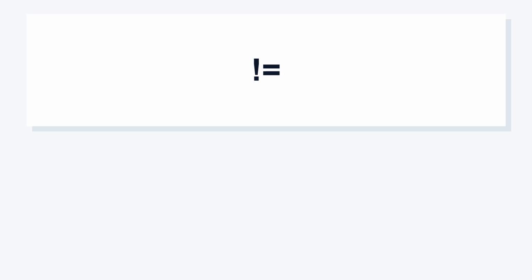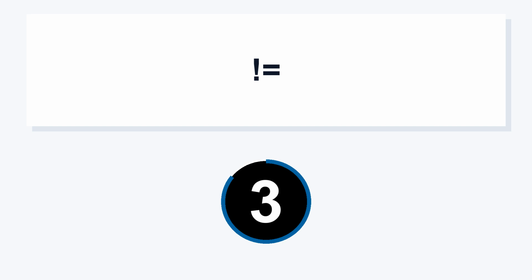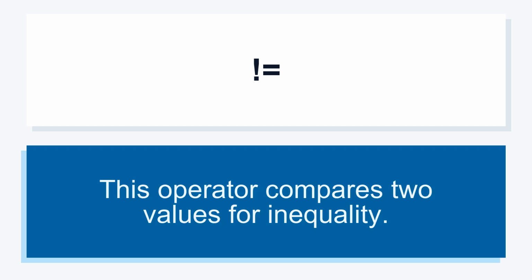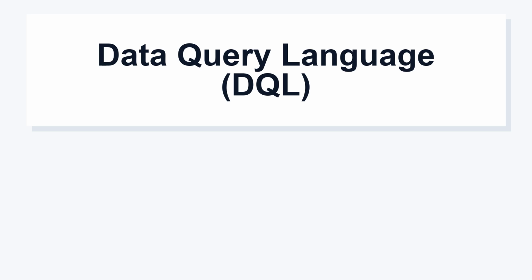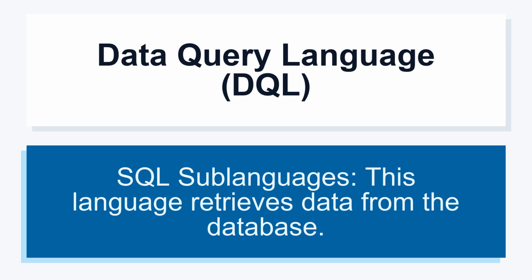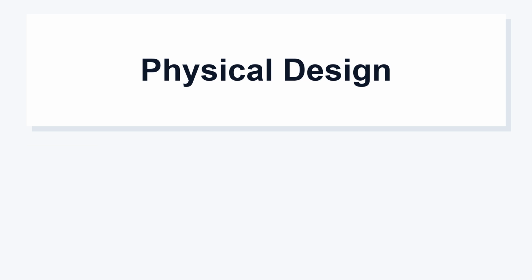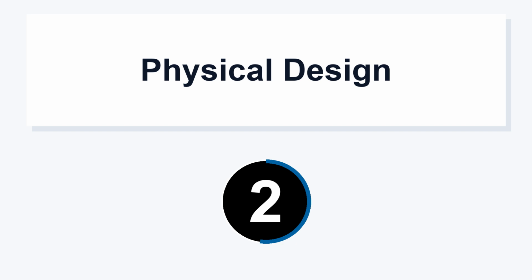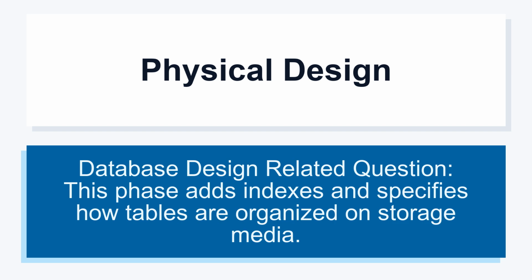Equals. This operator compares two values for inequality. Data query language, DQL. SQL sublanguages. This language retrieves data from the database. Physical design. Database design related question. This phase adds indexes and specifies how tables are organized on storage media.